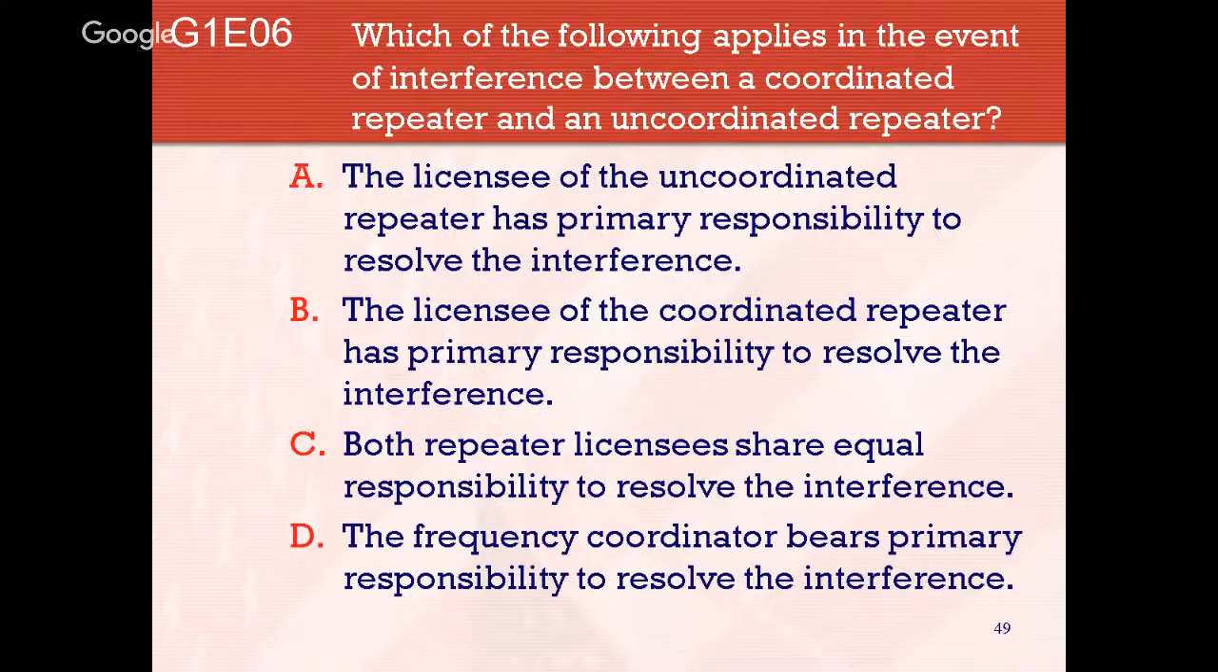Which of the following applies in the event of interference between a coordinated repeater and an uncoordinated repeater? Okay, again, if the licensee of the uncoordinated repeater is causing interference, they have the primary responsibility to resolve the interference. The coordinated repeater basically has priority in this instance, and they don't want to be interfered with.